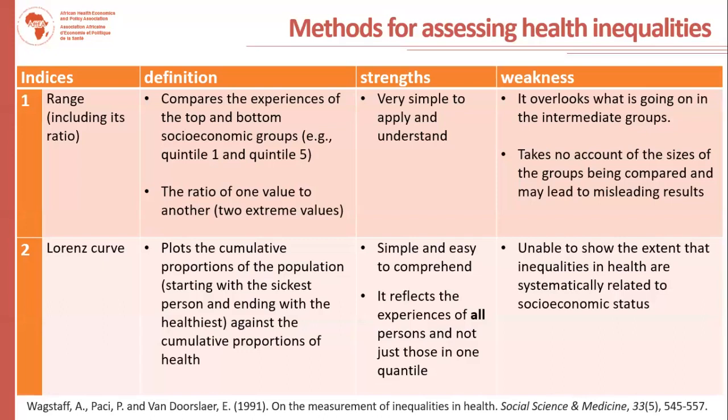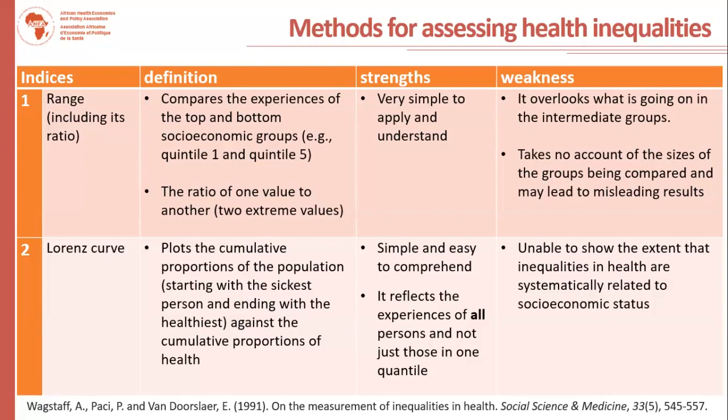The range is one we all know, right from secondary school, pre-secondary or whatever. We've been doing range forever. It's just taking the one with the lowest value, the one with the highest value, and the difference between them gives us the range. That range is basically saying who is the sickest person, who is the healthiest person, the difference. It means nothing too much because we don't know what's in between. So it's a very difficult measure to explain. It overlooks what goes on in the middle.